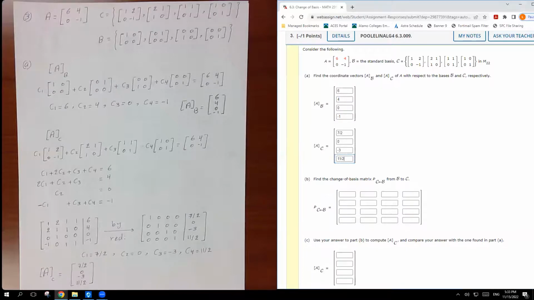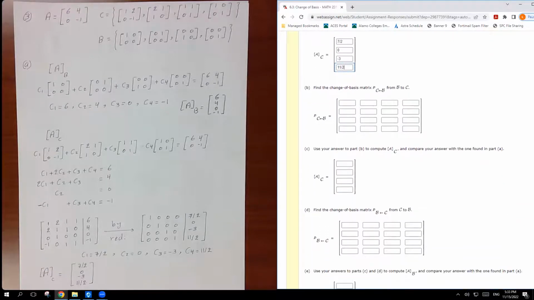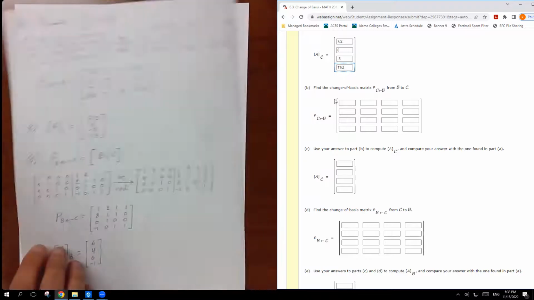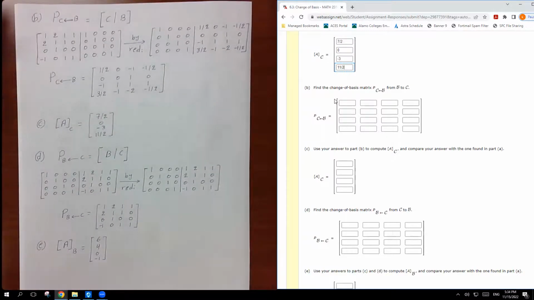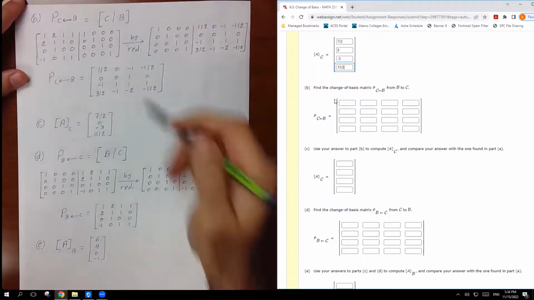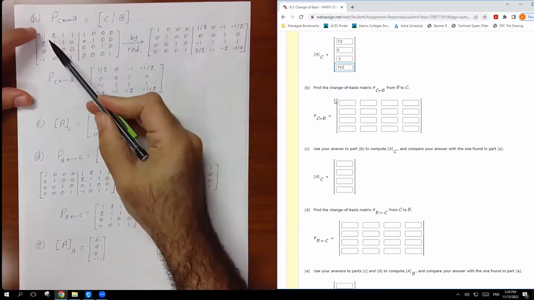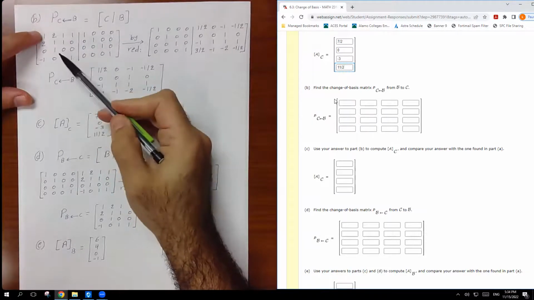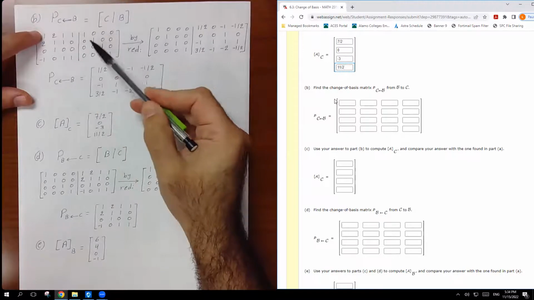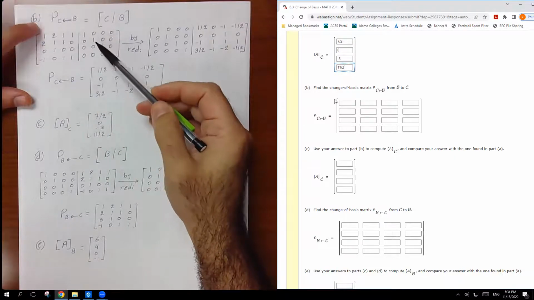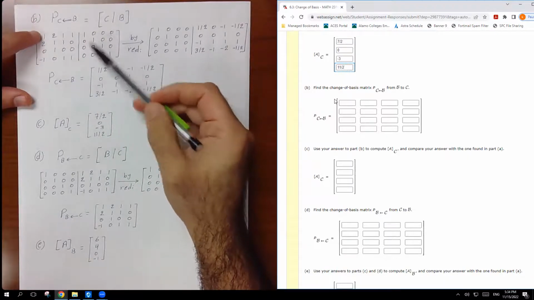Let's keep going on this example. To B, find the change of base to the matrix from B to C. So we need to find the change of base from B to C. We're going to write down C first and then the matrix B. Here is the matrix C, and here is the matrix B, which is the base matrix, the standard base.